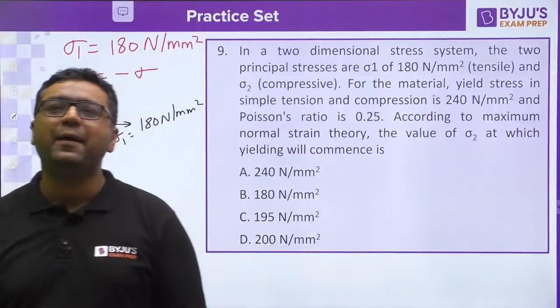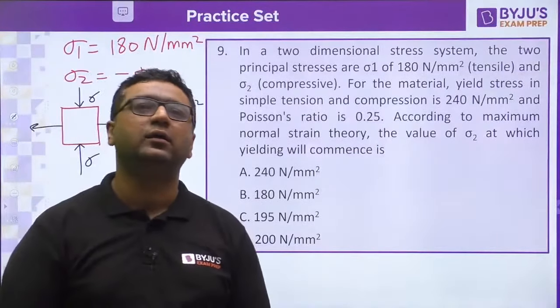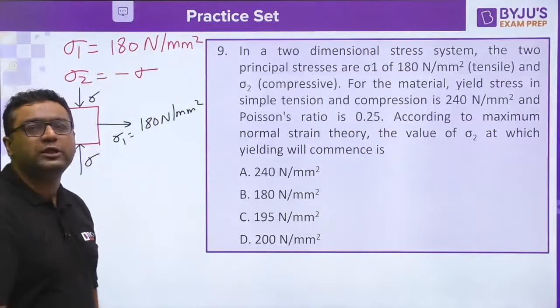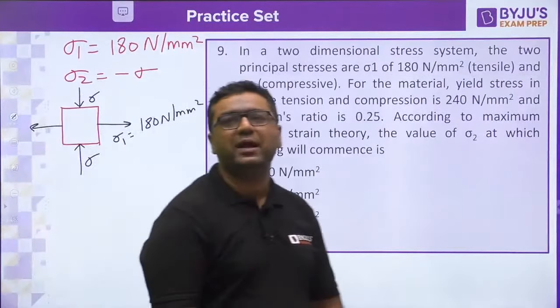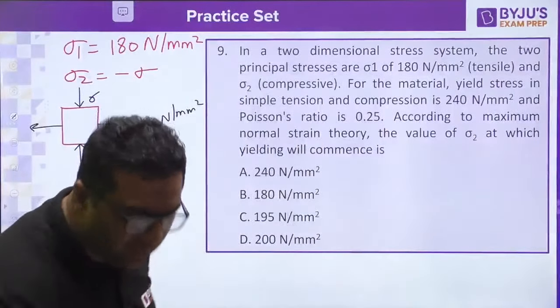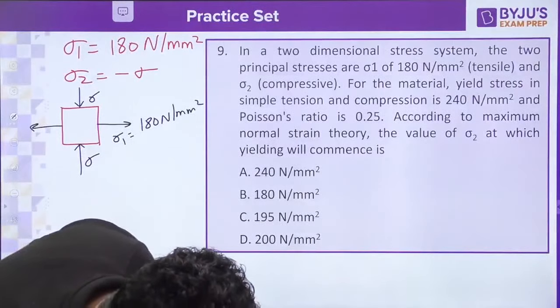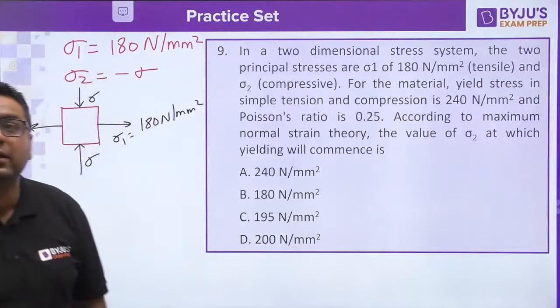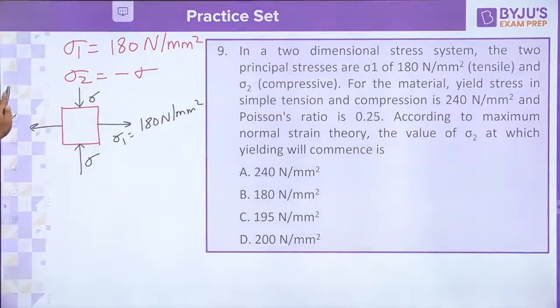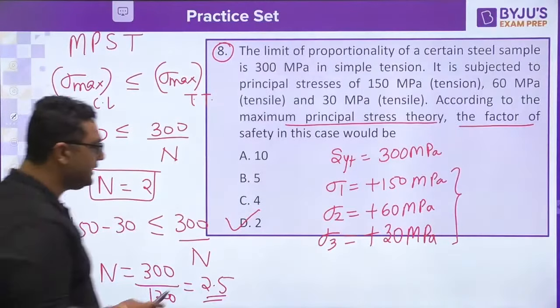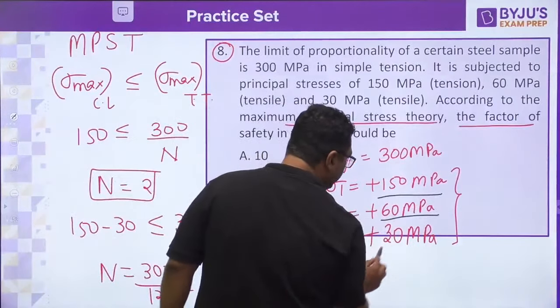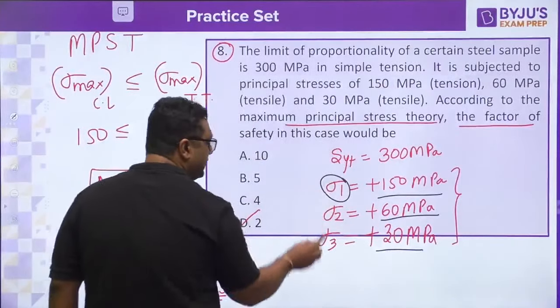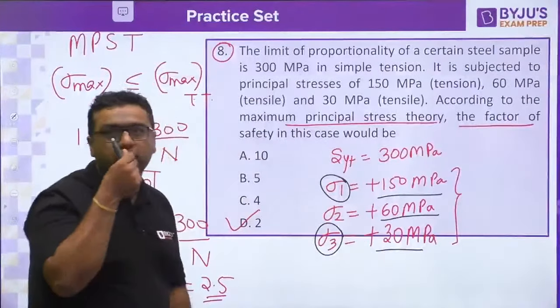Yes Manipal, absolute only we took in MSST, there absolute only we took. Sigma 1 minus sigma 3 was the maximum. If you find out sigma 1 minus sigma 2, sigma 2 minus sigma 3, sigma 1 minus sigma 3, that is how we have done. I am showing you. If you see, sigma 1 is 150, sigma 2 is 60, sigma 3 is 30. Maximum will be sigma 1 minus sigma 3 only.